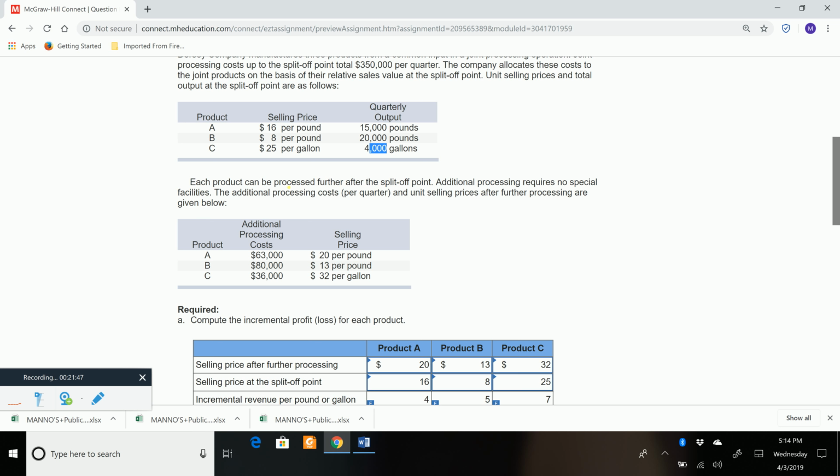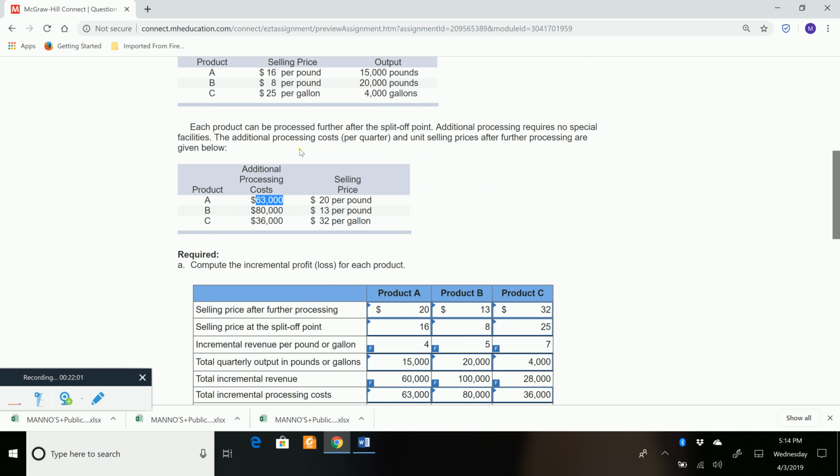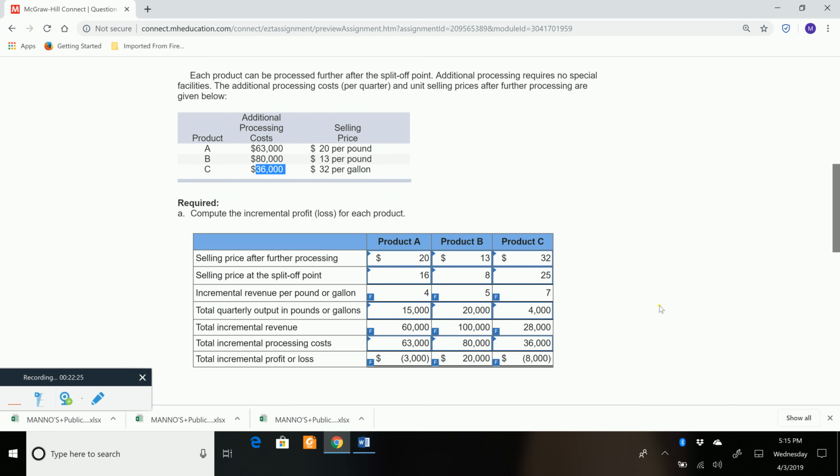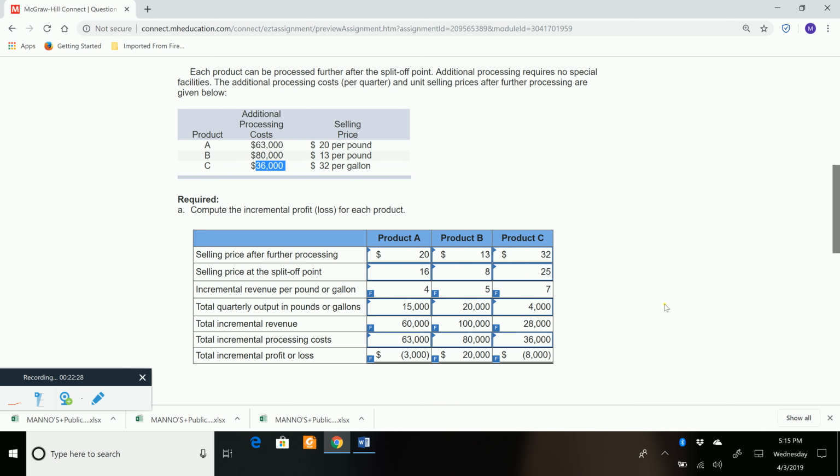Well, bottom line is we can process each of these further. And if we did product A, instead of selling for $16 per pound, we'd be able to sell for $20 per pound. If we did so, we'd have additional processing costs of $63,000. Product B, $8 a pound is the selling price, but if we process further, we can sell for $13 each, and we'd have additional $80,000 in costs. And product C, we originally sell for $25 per gallon, but if we process further, we can sell for $32 a gallon, but we'd have additional processing costs of $36,000. So the question is, should we process further?